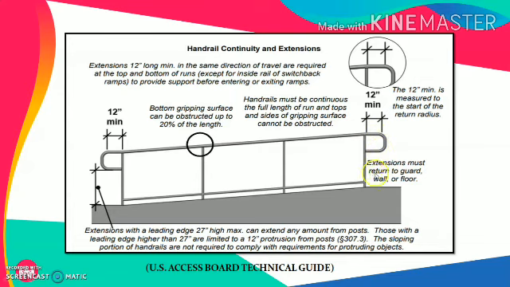The extension must return to the guard or wall, so it must be returned to the original, say, vertical portion of the handrail. The bottom gripping surface can be obstructed up to 20% of this length, as shown here. The handrail must be continuous for the full length of the run, and the top and sides of the gripping surface cannot be obstructed. So once again, these are the important aspects of the ramp. All these provisions have been mentioned in the US Access Board Technical Guide.